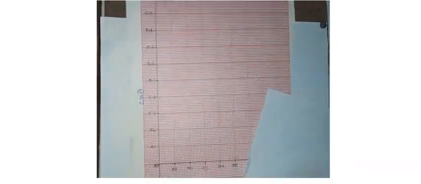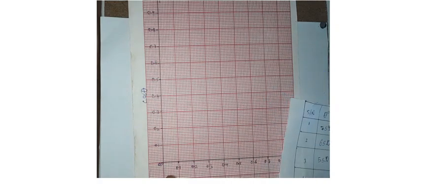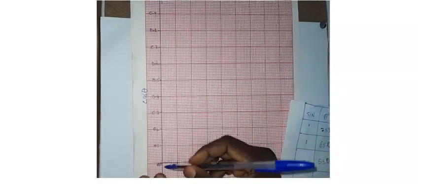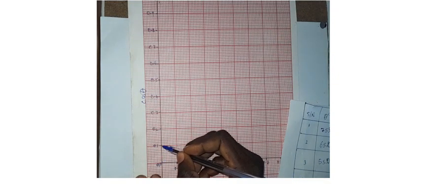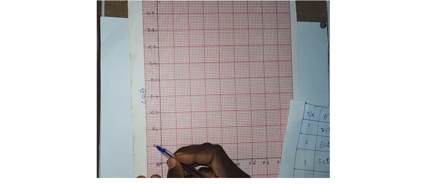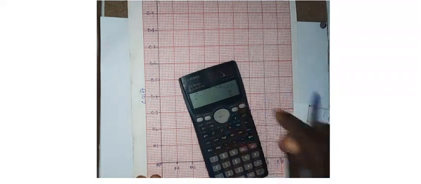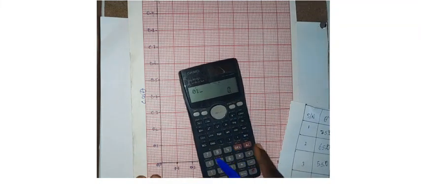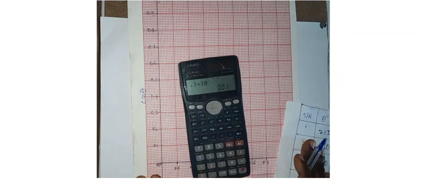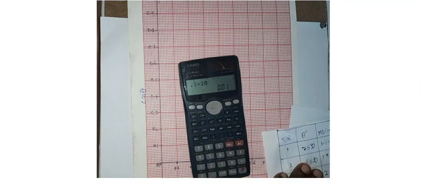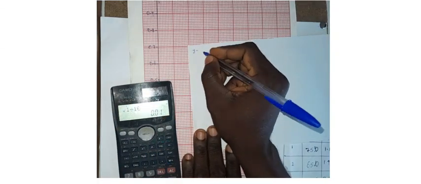Now, look at this. We want to choose our scale. Look, this is my scale here. If you look at this, the distance between this and this, if you count these smaller lines, they are what? 10. And the numerical value you have here is 0.2. So you are going to divide 0.1 by 10. And that's going to give you 0.01. So what that means is that on my y-axis, my scale factor is 0.01. We are going to use this scale factor.